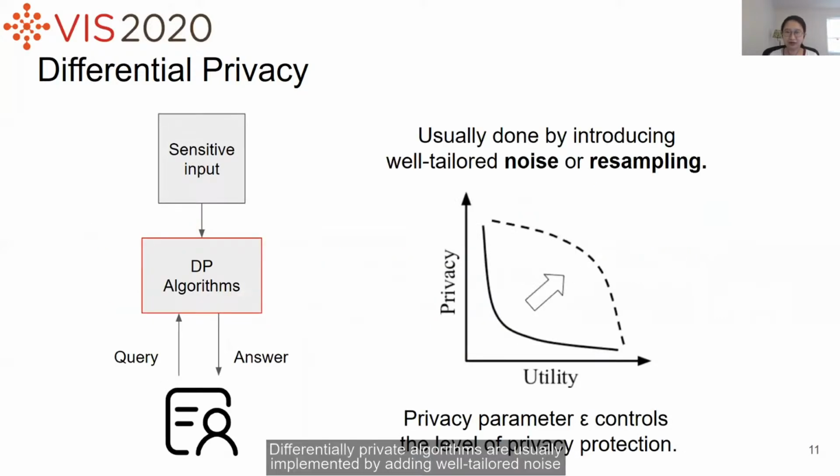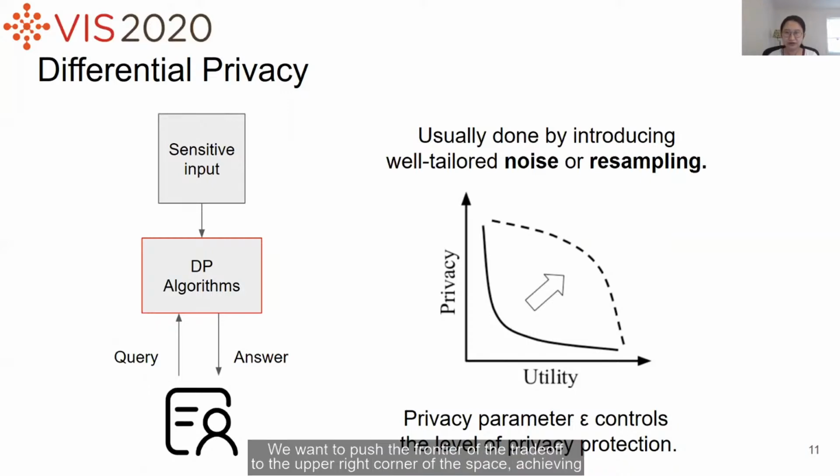Differentially private algorithms are usually implemented by adding well-tailored noise or resampling. Such noise injection or resampling inevitably leads to less accurate query answers and a decrease in utility or usability of output. If we take a deeper look, there is this fundamental trade-off between the level of privacy protection and the utility of the output. The privacy level is controlled by the parameter epsilon. The smaller epsilon is, the more strict the privacy requirement is, and this really leads to more noisy output.